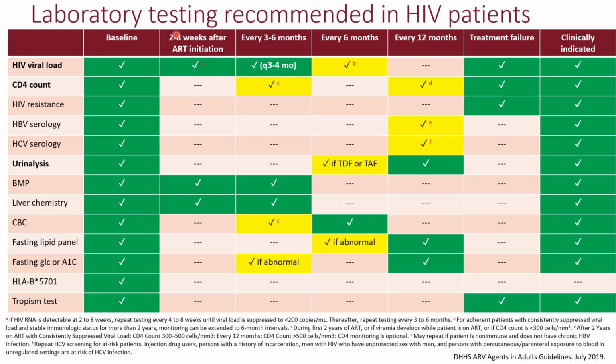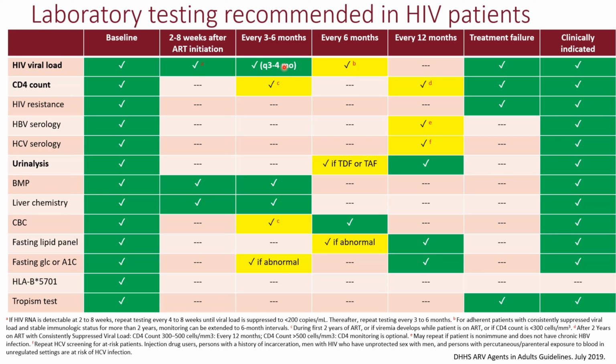And then 2 to 8 weeks after ART is initiated, it's important to get the HIV viral load. Now, if the patient's viral load is undetectable at 2 to 8 weeks, then you can monitor it every 3 to 4 months. However, if the viral load is not undetectable at 2 to 8 weeks, it's important to continue to monitor the viral load more frequently, so every 4 to 8 weeks until it's undetectable or at least is less than 200 copies per mL, and then you can switch to every 3 to 6 months.